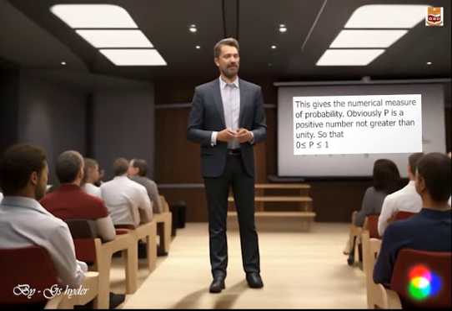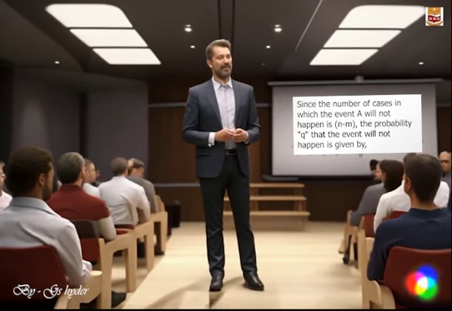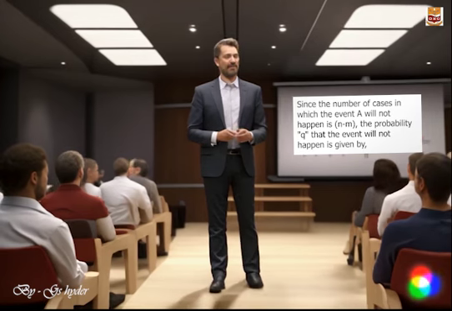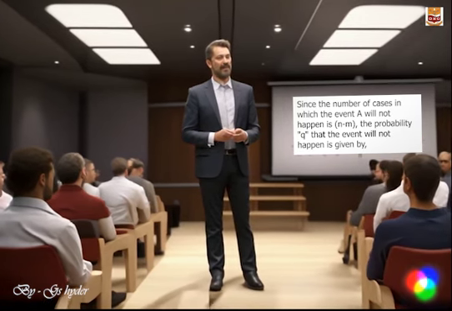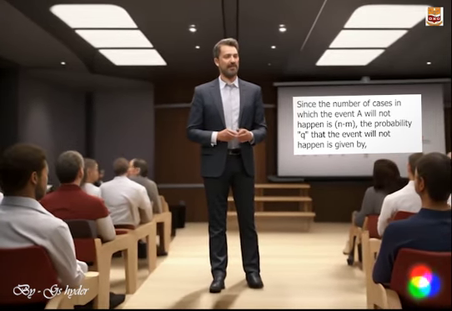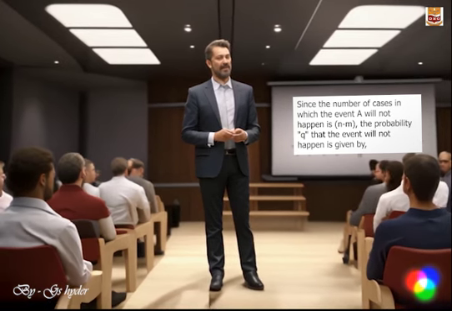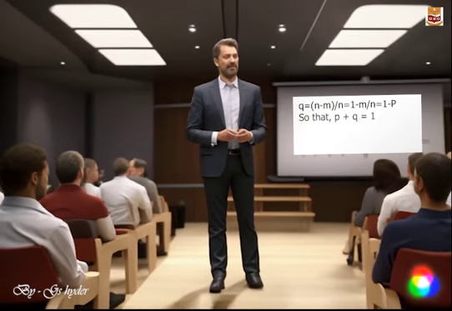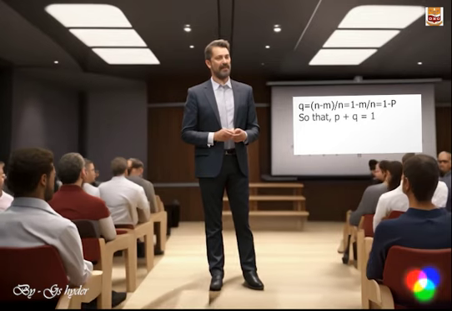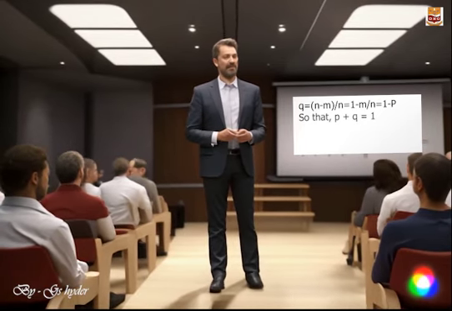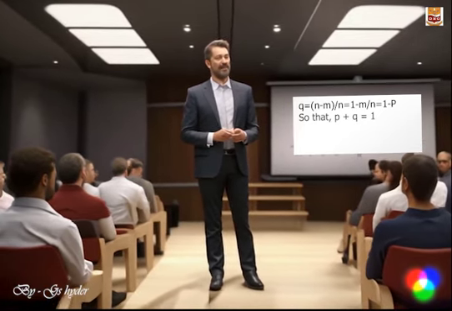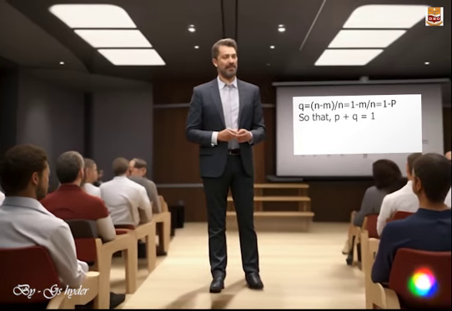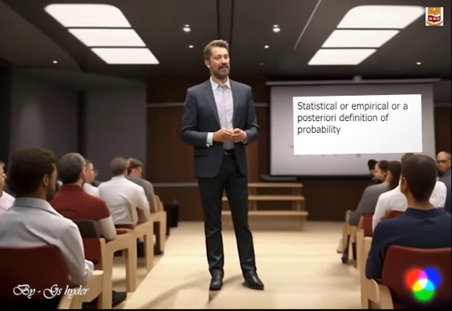So that p lies between 0 and 1, since the number of cases in which the event A will not happen is n minus m. The probability q that the event will not happen is given by q is equal to (n minus m) divided by n, which is equal to 1 minus m divided by n, that is 1 minus p, so that p plus q is equal to 1.